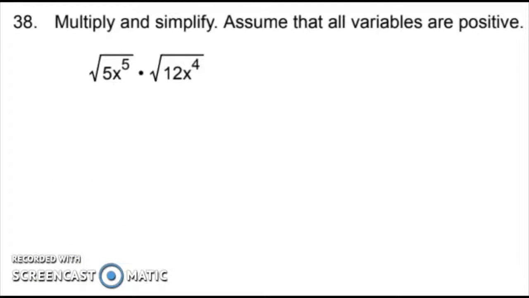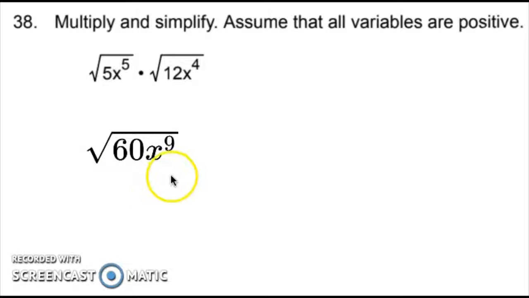Number 38, it says to multiply and simplify and to assume that all variables are positive. And that's the case because if it were negative, we'd be dealing with imaginary numbers. So multiply inside to inside. So 5 times 12 is 60. 5 x to the 5th times x to the 4, you add the exponents. So it'll be x to the 9.